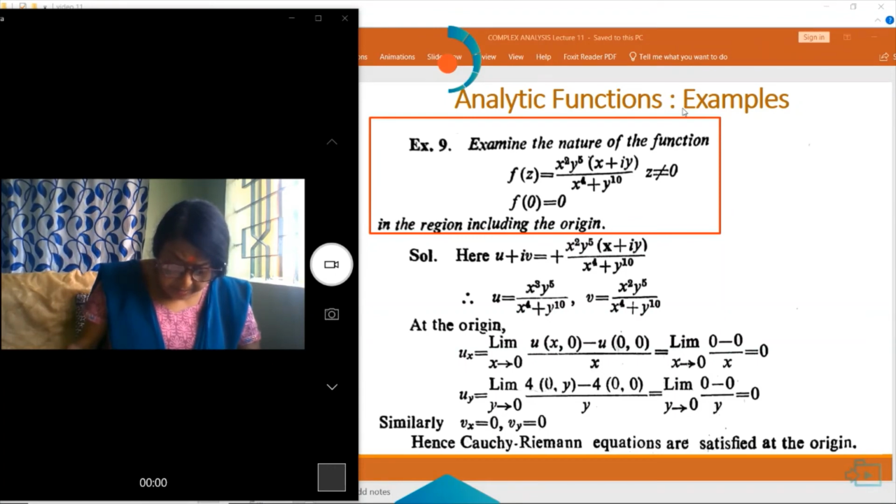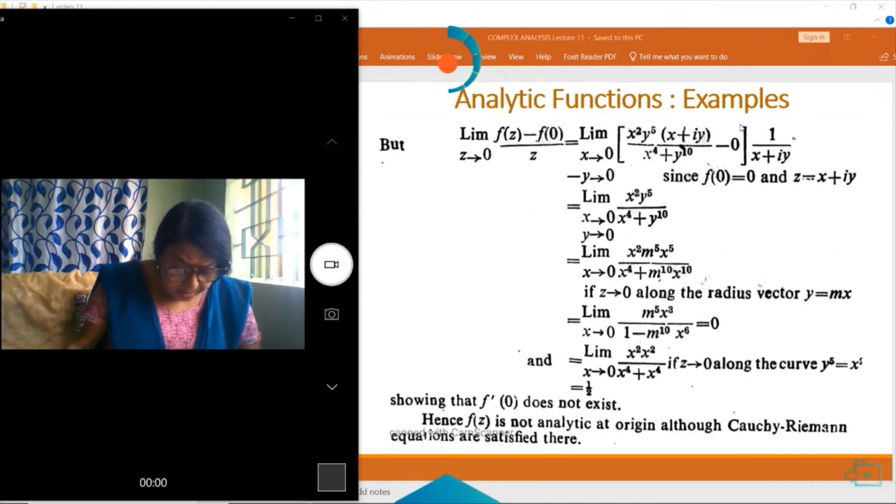Sorry, when x is equal to 0, we get 0, and when y is equal to 0, we get a different value. On the curve y squared equal to x to the power something, we get that f' does not exist. Hence, since the two values are different, f'(0) does not exist.